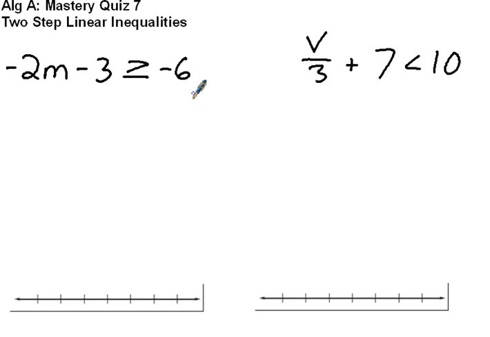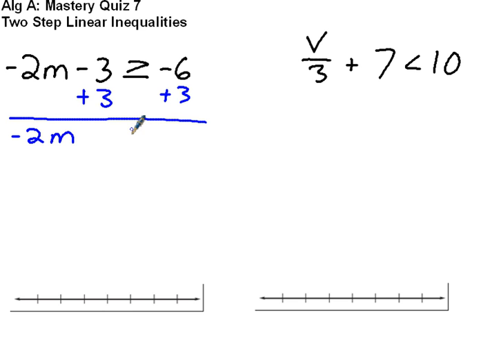So looking at this first problem, what I need to do is get this m all by itself. In order to get m all by itself, I've got to get rid of this minus 3 as well as this multiply by negative 2. So, first step, I need to add 3 to both sides of the inequality. So, the 2 minus 2m stays the same. The inequality stays the same because I did not multiply nor divide by a negative. I added a positive, so I don't have to worry about that.